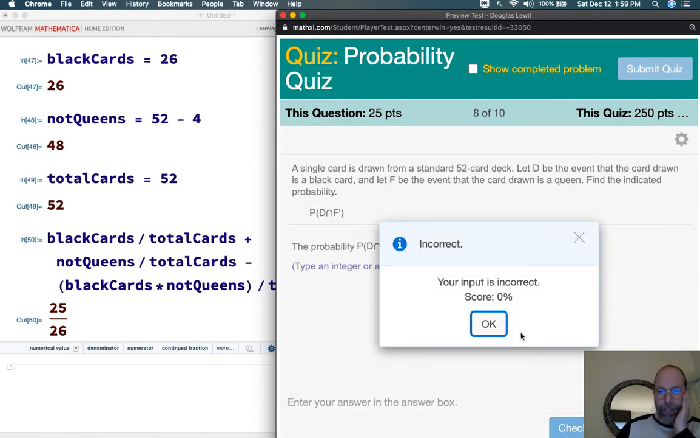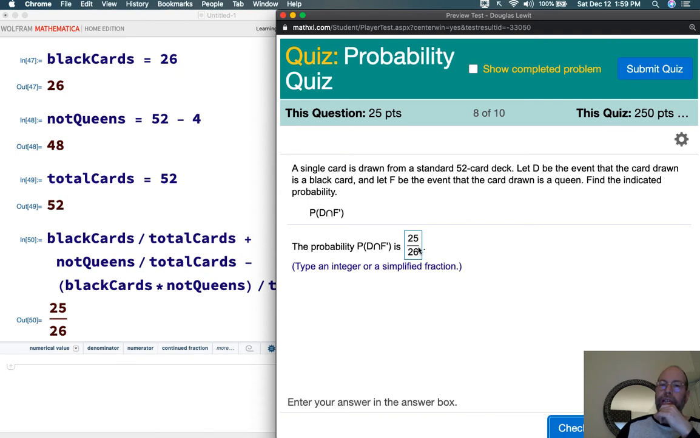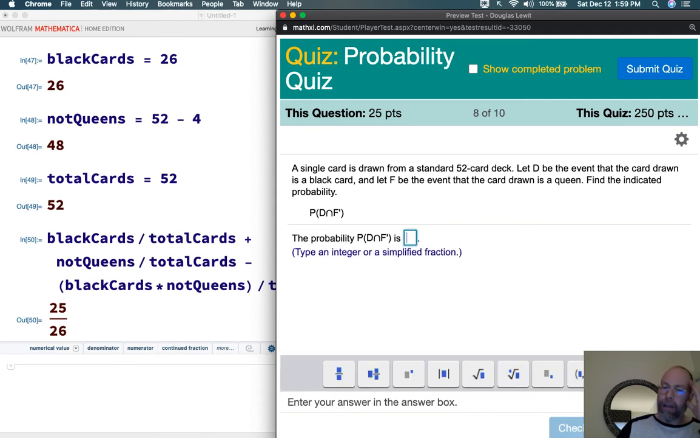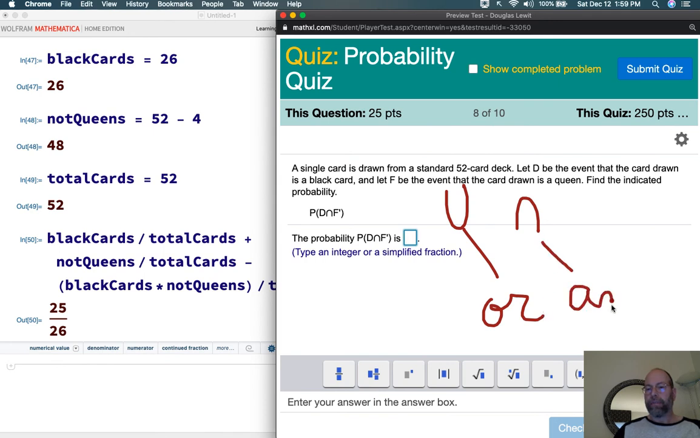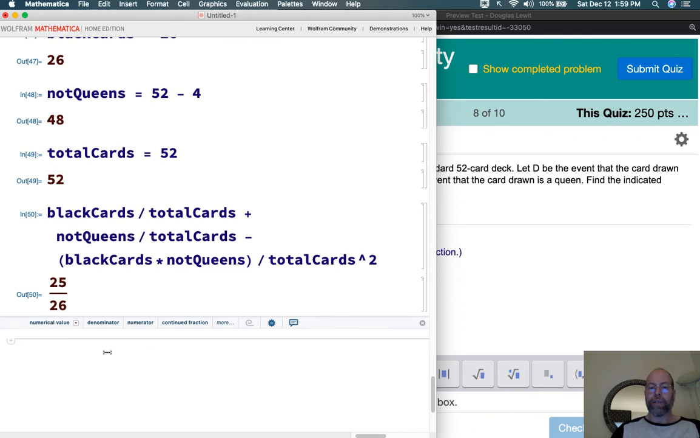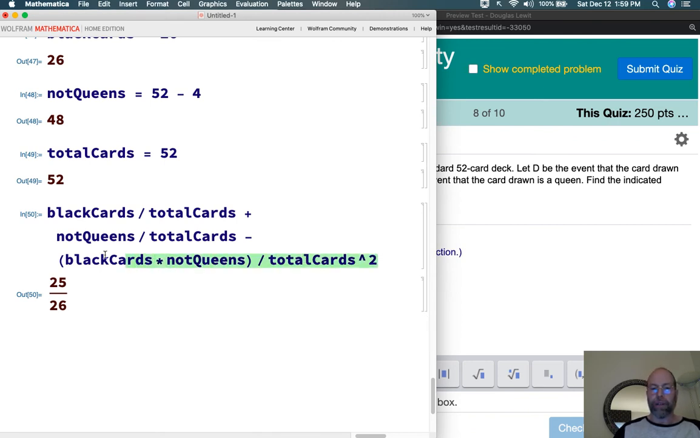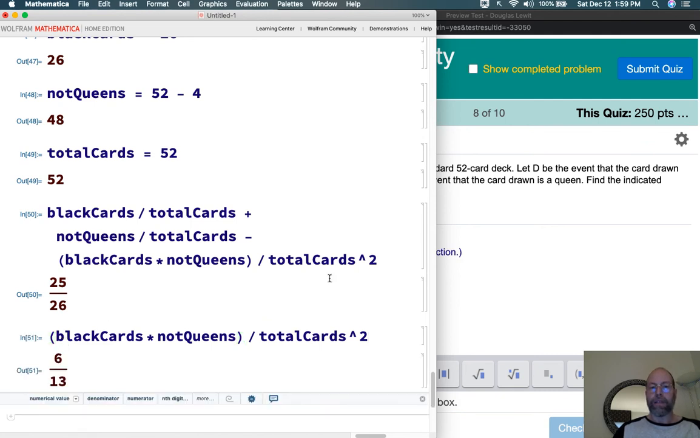Okay, what is the problem here? Why am I getting an incorrect answer? Oh, I'm using OR logic here, and I should be using AND logic. So this means OR, and this means AND. So I believe the answer is simply going to be this part right over here. Six out of 13.